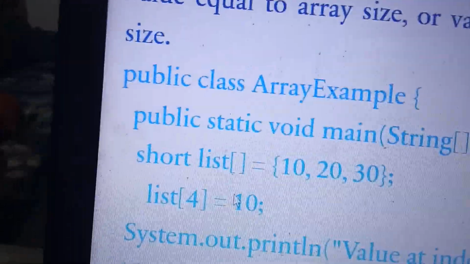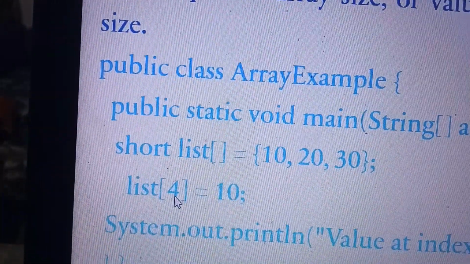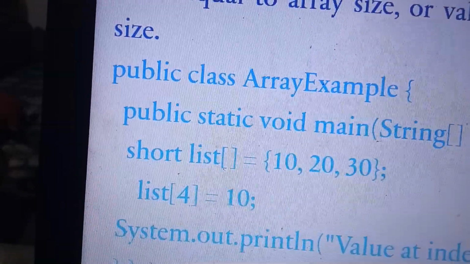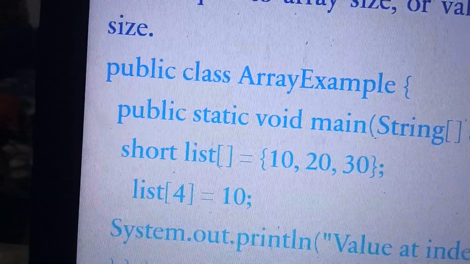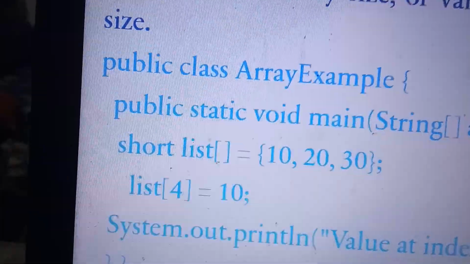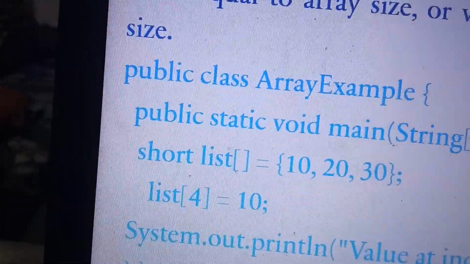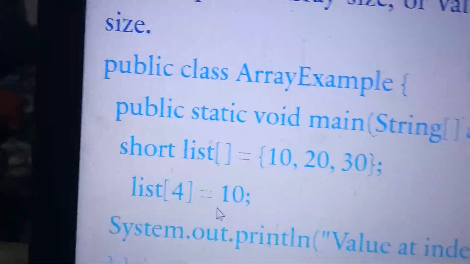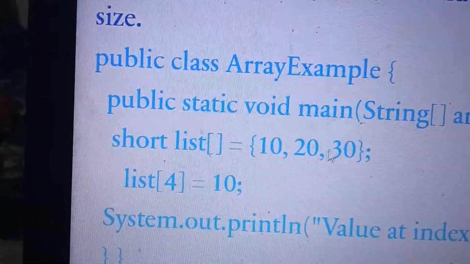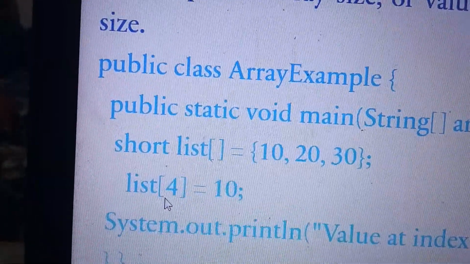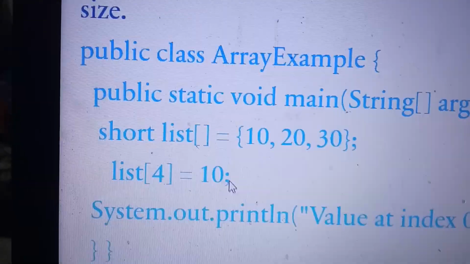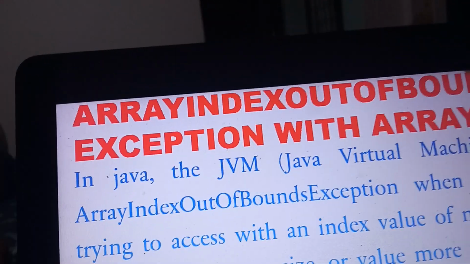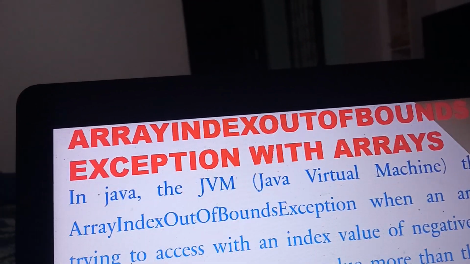But you are trying to assign the fourth position, which indicates 0, 1, 2, 3, 4, meaning the size would be 5. Then you assign 10 at the fourth position. No, it is not considered, because the original size is 3, but you assigned the value 10 at the fourth position. Then it raises an array index out of bounds exception.